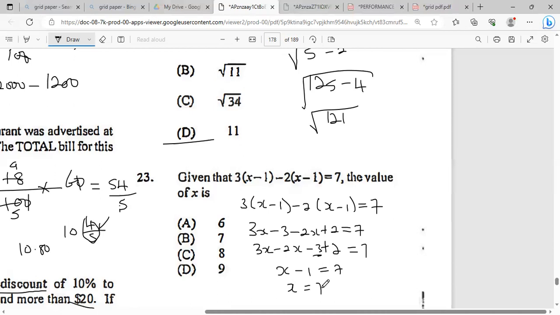So that's 8. And what you can do, you can plug it in the equation to see if it makes sense, if you would get 7. So you put 8 in, 8 minus 1, that's 7. 3 times 7 is 21. Kind of do that and see if we get 7.